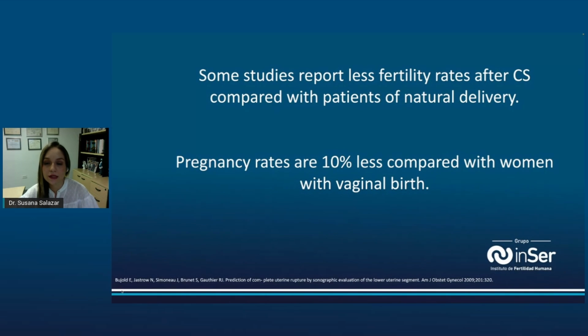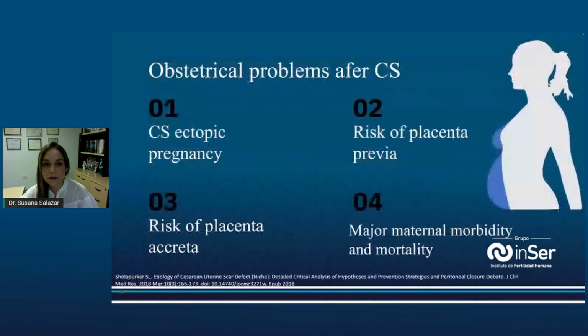Some studies report lower fertility rates after C-section compared with patients of natural delivery. Pregnancy rates are 10% lower in patients with C-section compared with women with vaginal birth. Also, long-term obstetric sequelae seem to be on the rise in the form of a spectrum of disorders starting with C-section scar ectopic pregnancy, increased incidence of placenta previa, and varying degrees of adherent anterior placenta previa, including placenta accreta, associated with major maternal morbidity and even mortality.